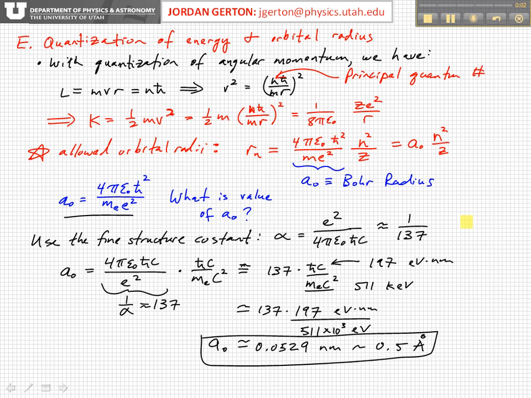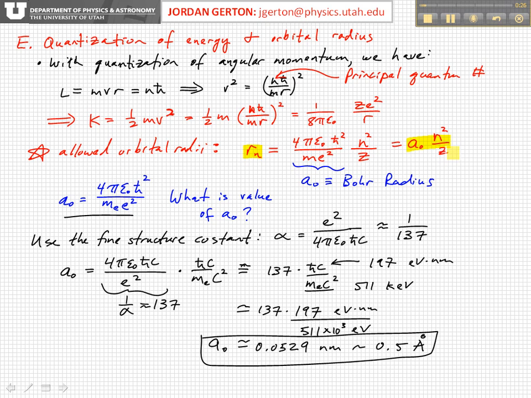Okay, so now we see how the orbital radii can only take on discrete quantized values related to this Bohr radius here, which we've just calculated its numerical value, by the principal quantum number n, an integer, squared, divided by the atomic number of the nucleus, Z. Okay, these are both integers.